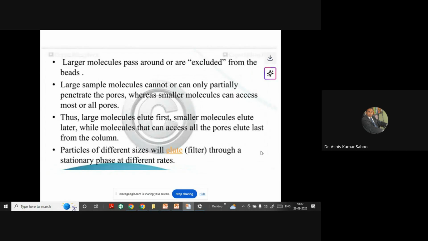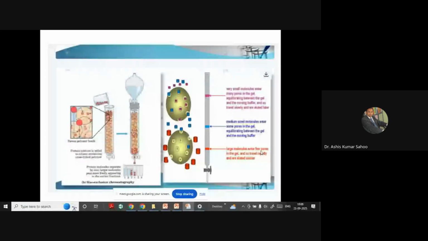Thus, larger molecules elute first, smaller molecules elute later, while molecules that can access all the pores elute last from the column. Larger molecules will be removed from the system first, then smaller molecules. Particles of different size will filter through a stationary phase at different times. So this is the total phenomenon of the size exclusion principle. Here, particles of different size are separated one by one.